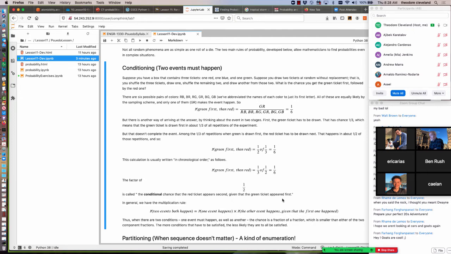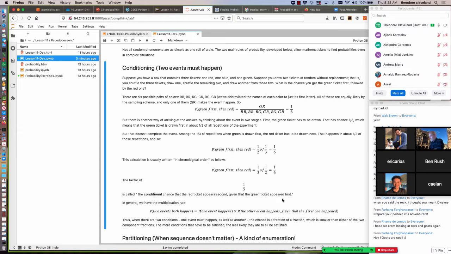Red, blue, blue, red, red, green, green, red, blue, green, green, blue. All these are equally likely by the sampling scheme, but only one of them, green, red, makes what we define ahead of time as the event occurring. And so the success event is when we get a green goat, then a red goat.